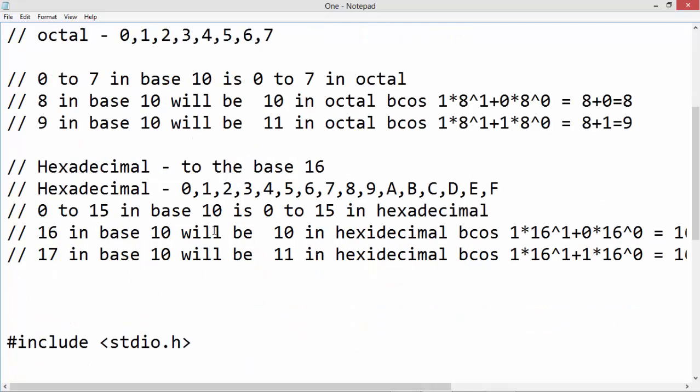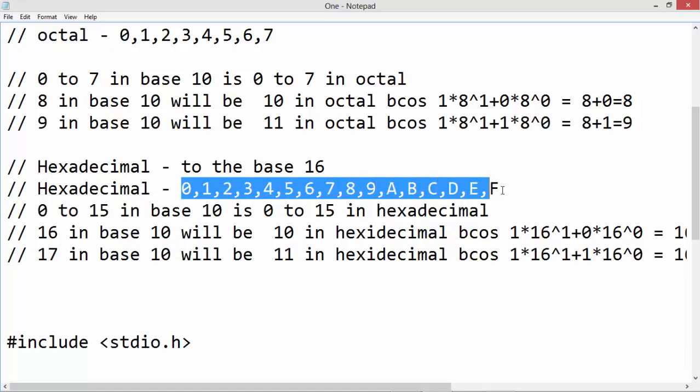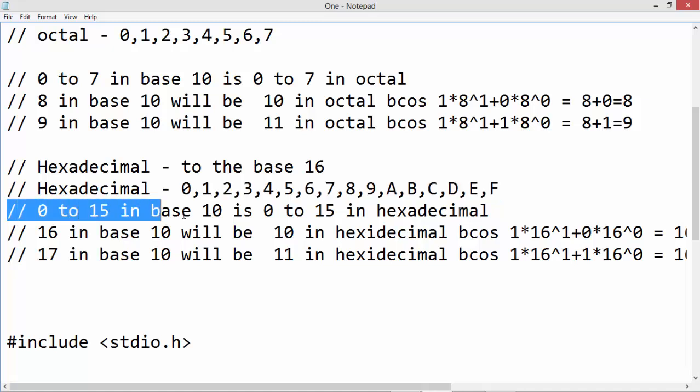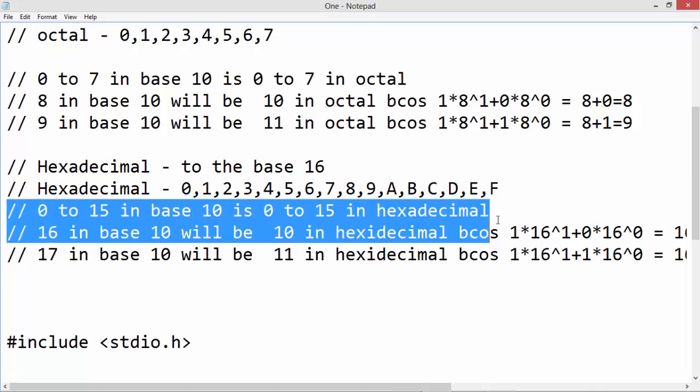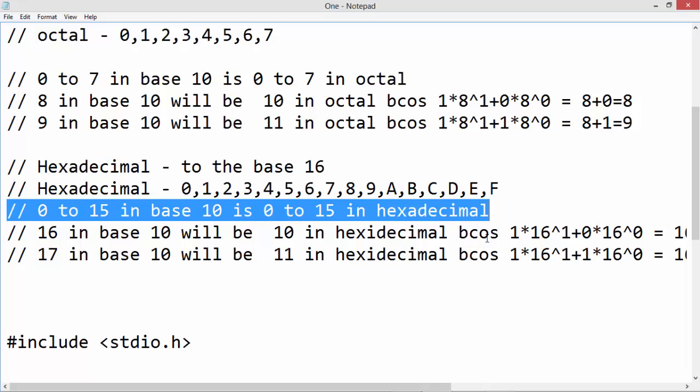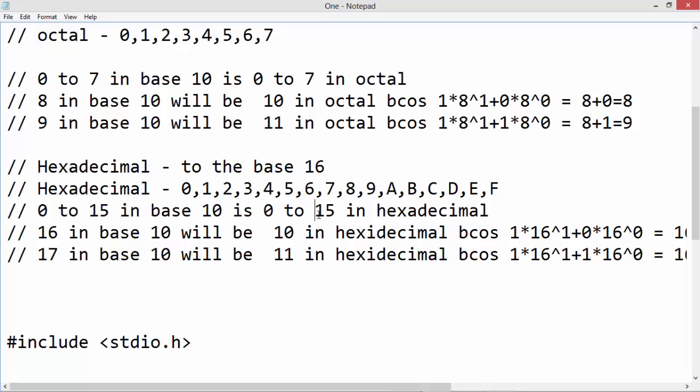Similarly, if you extrapolate to hexadecimal, it is the same. The only thing is the number of symbols: A, B, C, D, E, F. It is not case sensitive here. 0 to 15 in base 10 is 0 to 15 in hexadecimal, that is 0 to 9 plus 10, 11, 12, 13, 14, 15. Up till there is no problem. The moment it becomes 16, it will be taken as 10, because it will expand, right?